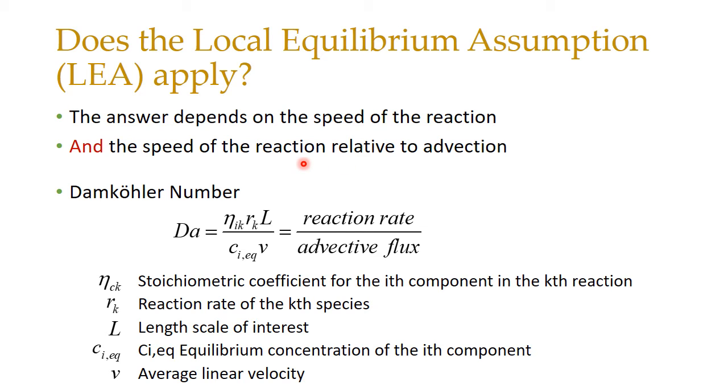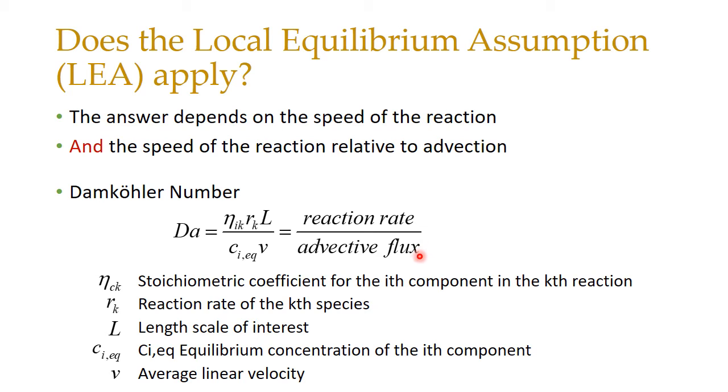Okay, so let's think about that. You already know about the Peclet number, which told us something about the rate of advection versus the rate of dispersion. So you might not be surprised to find out there are tons of these dimensionless numbers. They're pretty cool. This is the Damkohler number, and it compares the reaction rate to the rate of the advective flux.